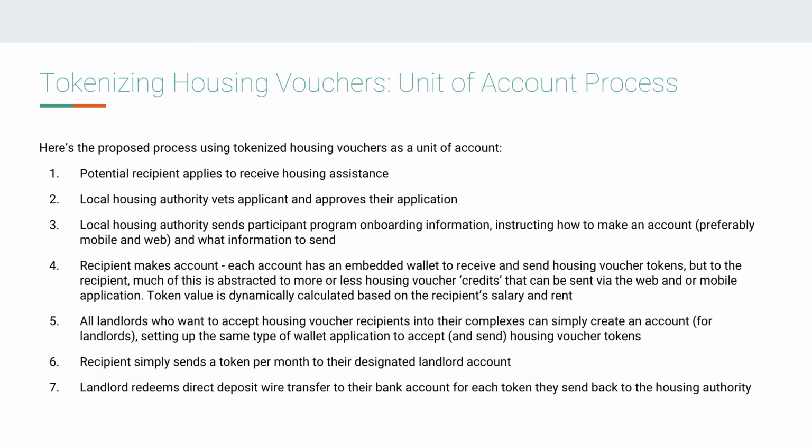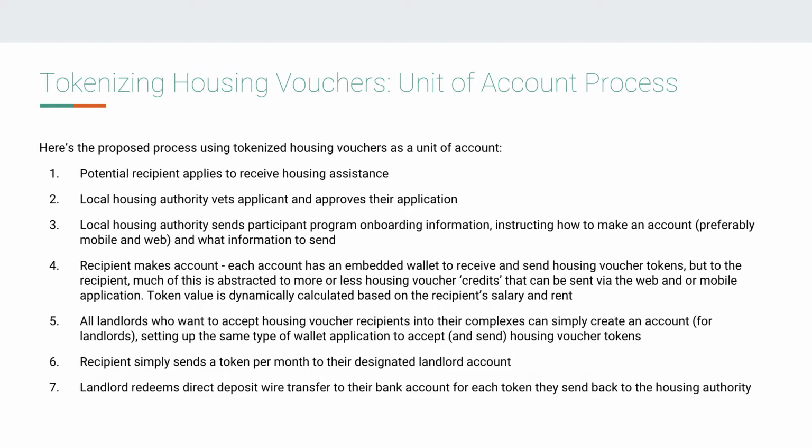Some benefits to this. The process: the recipient applies to receive housing assistance. The local housing authority vets the applicant and approves their application. The local housing authority sends the participant program onboarding information, and such. The recipient makes an account. Each account has an embedded wallet to receive and send housing voucher tokens, but to the recipient, much of this is abstracted to be more or less voucher credits, right? This is another thing I talk about a little later, which is user experience. They don't need to know that these are tokens. That's just the immutable reference of the different transactions going on within the housing market.